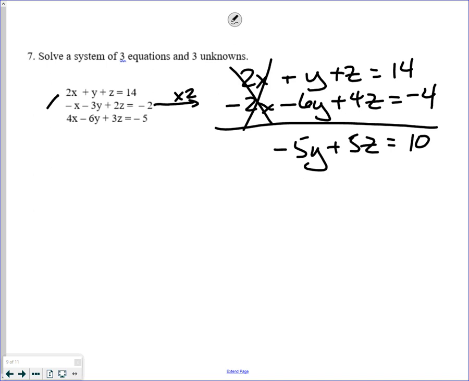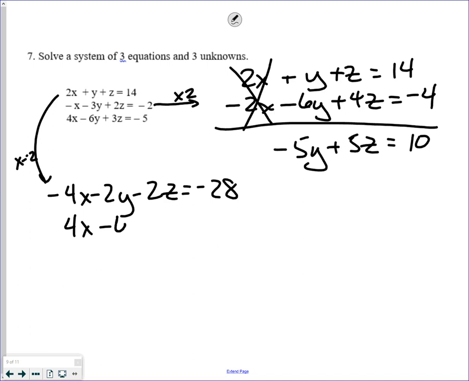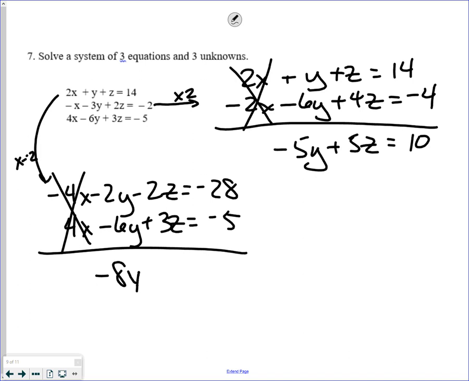So I'm going to take the top equation times negative 2 this time. So now negative 4x minus 2y minus 2z equals negative 28. The bottom equation, I didn't have to multiply by anything. X's cancel again. Negative 8y plus z equals negative 33.